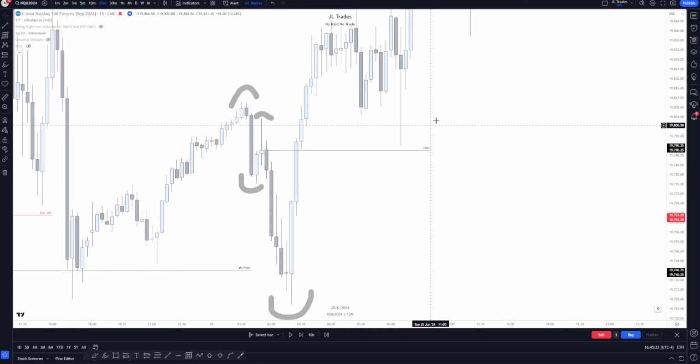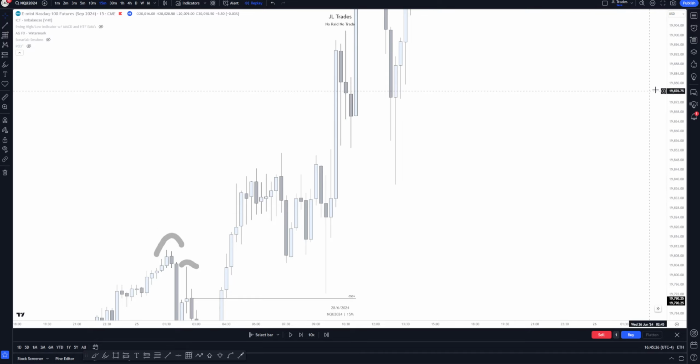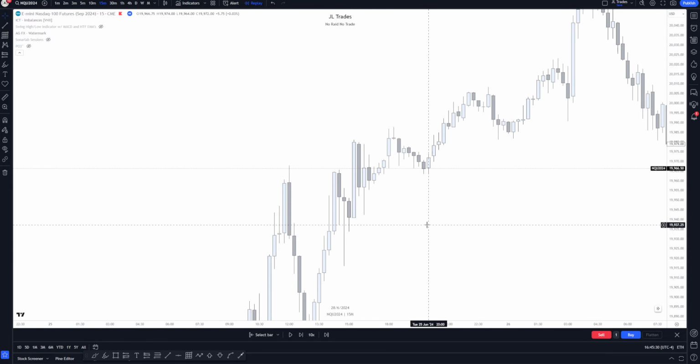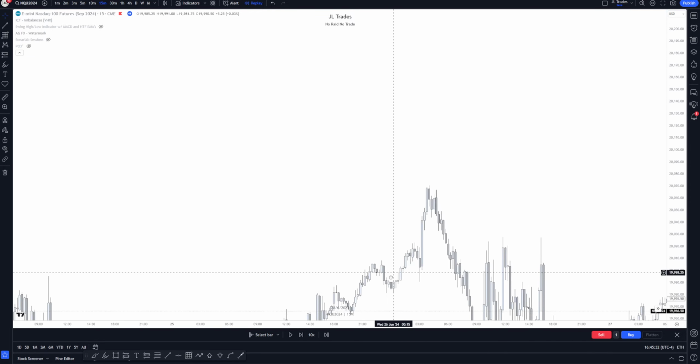So price comes into that, taps into it, and we obviously get this massive push up, a change in the state of delivery, and as you can see, clearly that was a valid change in the state of delivery. Look what price has done.